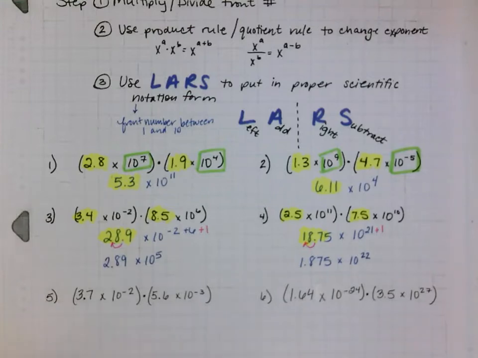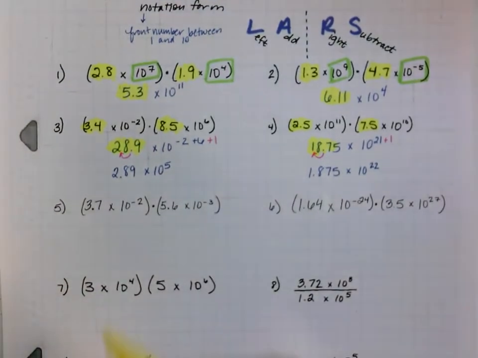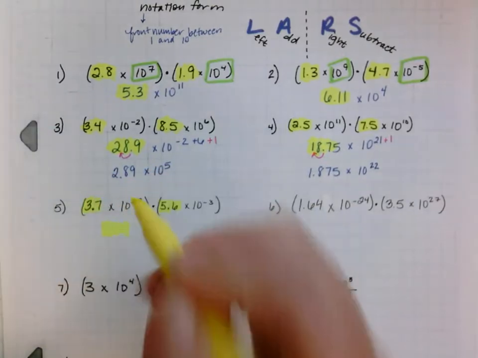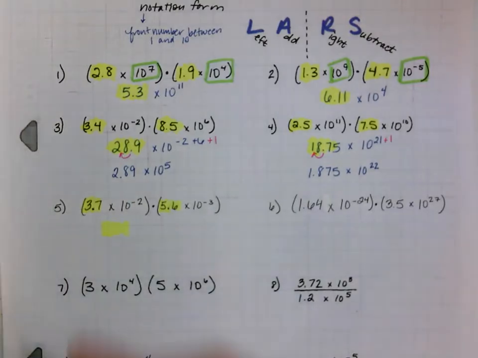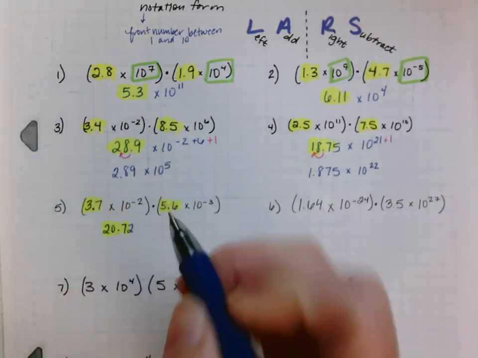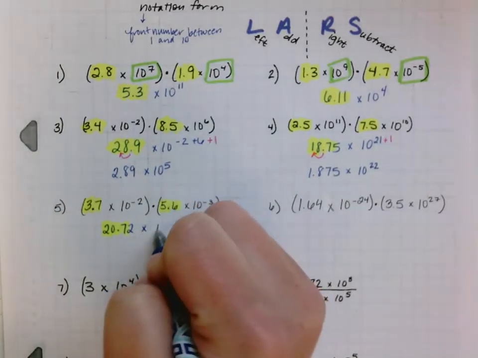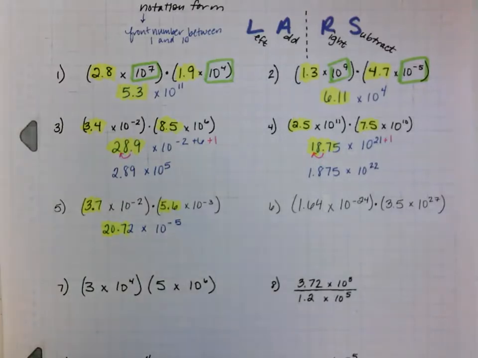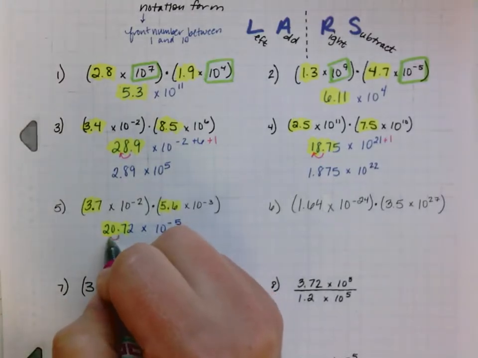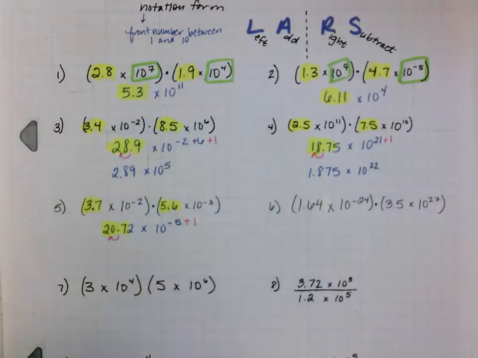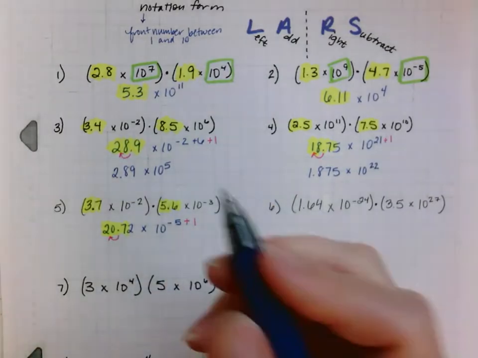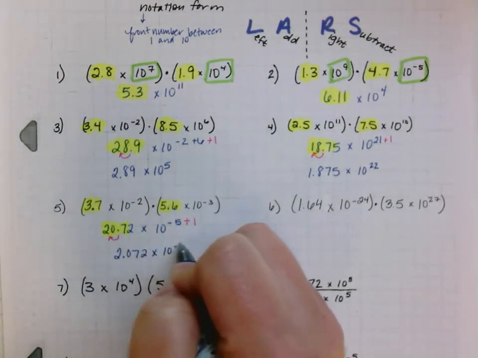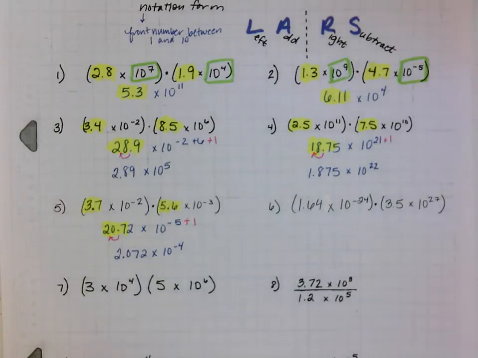In number 5, we're going to look at our front numbers first as well. So we'll take our 3.7 and our 5.6, and we'll multiply those together. And when we do, we will get 20.72. And when we look at our powers, we have a negative 2 and a negative 3, and when I add those together, I get negative 5. This isn't in proper form yet. I need to move my decimal 1 to the left, which means I also have to add 1 to my exponent, rather. So we get 2.072 times 10 to the negative 4th, because of the negative 5 plus 1.